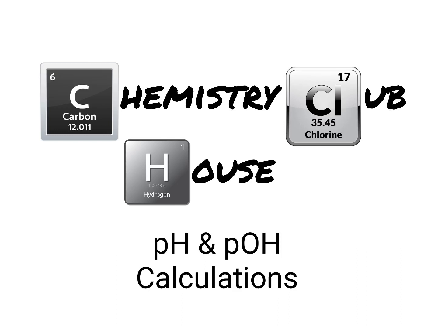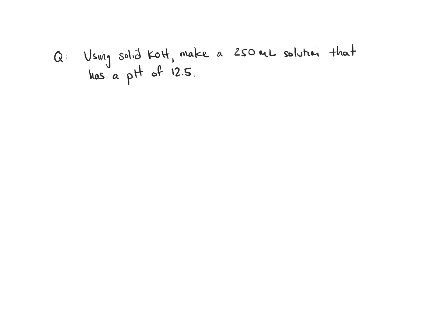Today we're going to go through a few problems that deal with calculations pertaining to pH and pOH. So let's get started. Here's the first problem. Using solid KOH, make a 250 milliliter solution that has a pH of 12.5.